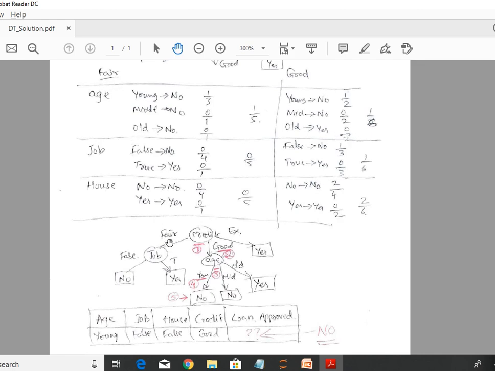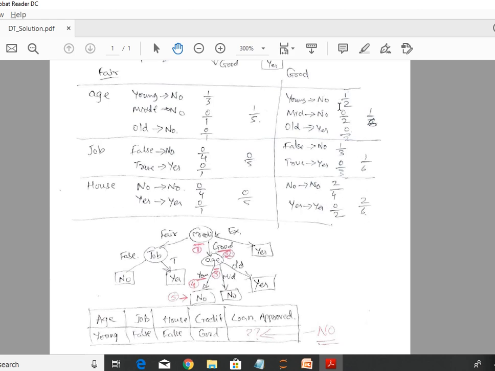First, you finish this. You put this branch and go with the analysis here, so it will not be confusing. Go step by step. If I select young, no, it is 1 out of 2, which means it will fail in 1 of 2 instances. If middle age, no, this will work fine, no error. Old, yes, this also works fine. What is the total error? 1 by 6. Similarly, for the job, false, no, 1 in 3 error. True, yes, no error. Total error is 1 by 6. And for the house, 2 by 6.